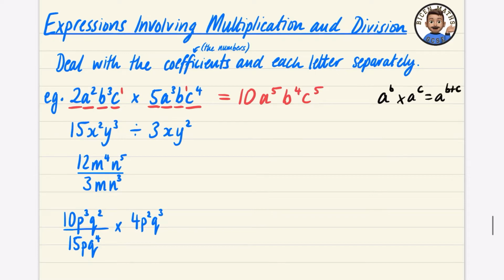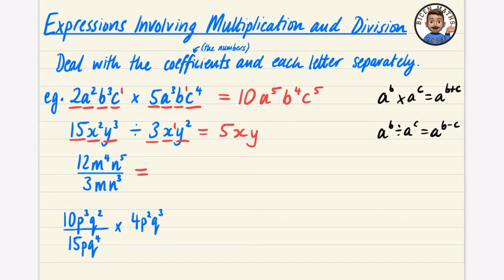Now the next one is division. So the rule is going to be, if you do division, you subtract the powers. So we're going to have to be careful with that. So the first thing is doing 15 divided by 3, which is 5. X squared divided by x, that's x to the power of 1, and 2 take away 1 is 1, so I'm just going to write x. And then we have y cubed divided by y squared, so I'll do 3 take away 2, which is 1, but I don't need to write that one, so it's just going to be 5xy.